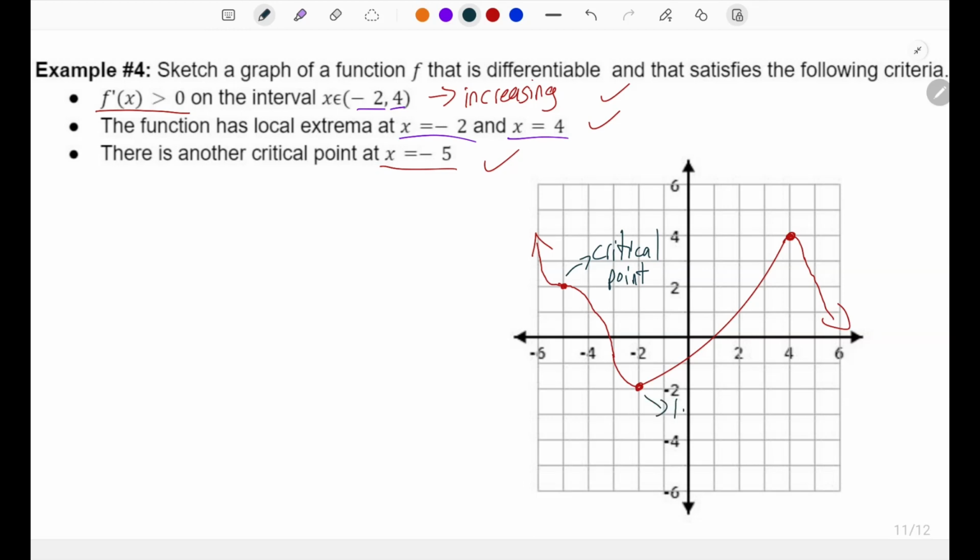We've got the local min, local max. And again, we got that not right away, but we got that from the fact that the graph was increasing. And note that it's not increasing anywhere else as well. It's always decreasing in those other regions. All right.